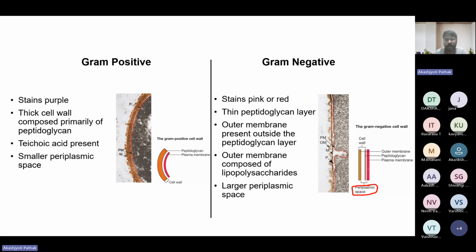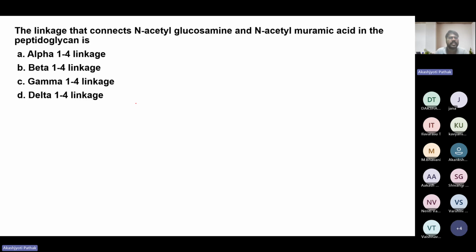The outer membrane also has different structures, as I was mentioning, lipopolysaccharide. And one more substance is teichoic acid. Teichoic acid is present in gram-positive bacteria, while it is absent in gram-negative. Okay, so now answer this question.